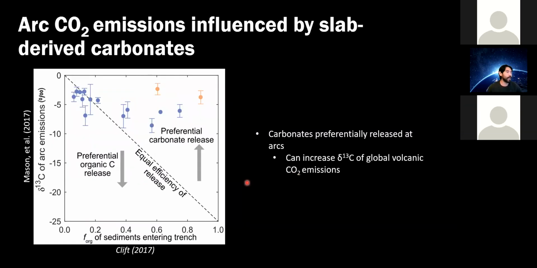And so this figure is showing how we use this to investigate that question. What is shown here on the x-axis is the F-org of the sediments entering some trench, and the delta 13C of CO2 emissions at that particular arc. So we can see that as the sediments entering a specific trench become more organic rich, there does seem to be a trend that as the subducting slab is becoming more organic rich, the delta 13C of the CO2 emitted at that arc is becoming more negative. And so that's telling us that perhaps the ratio of organic carbon to carbonates in the subducting slab does play a controlling role in the CO2 that's emitted at a particular arc.